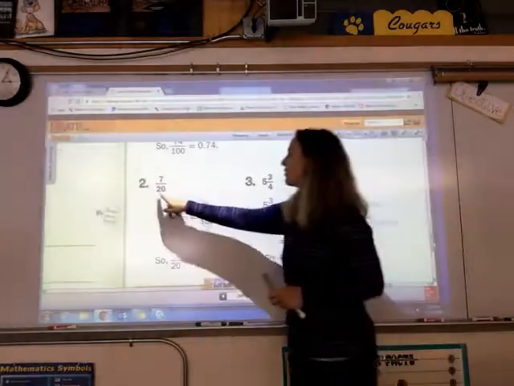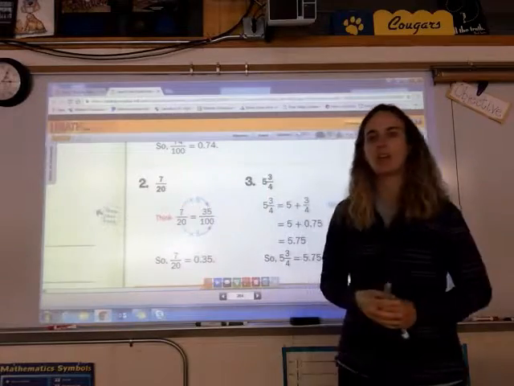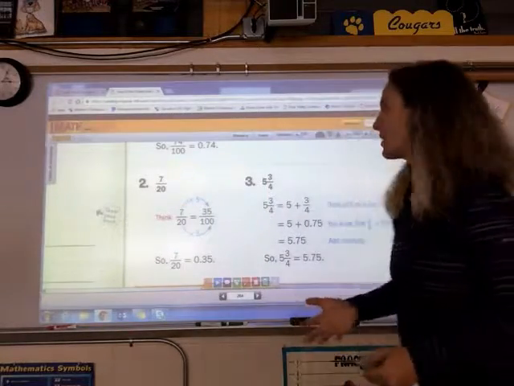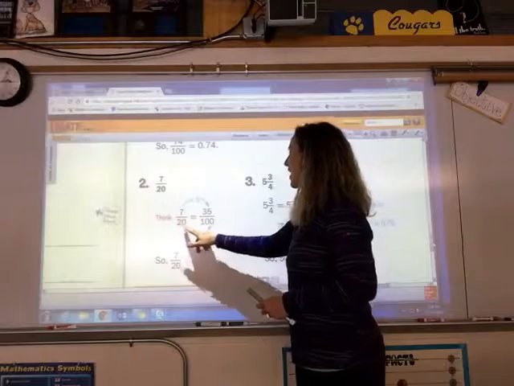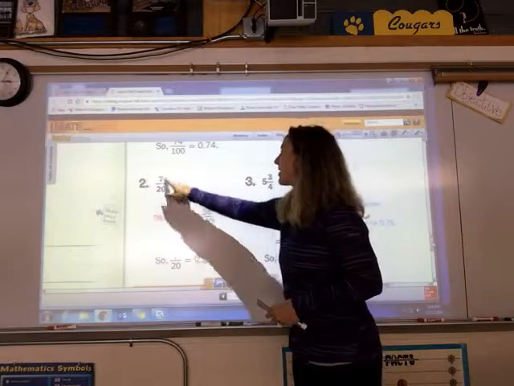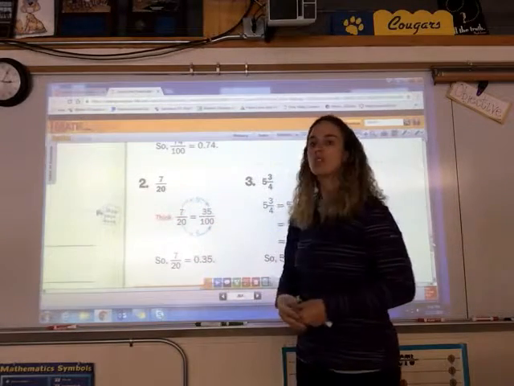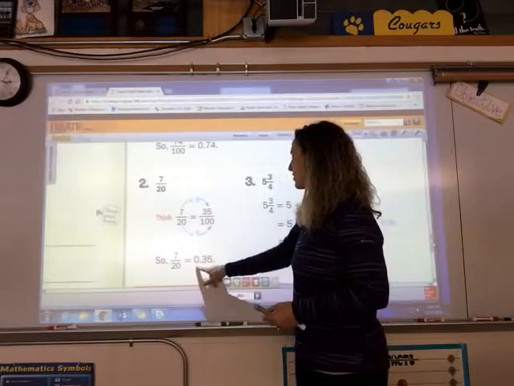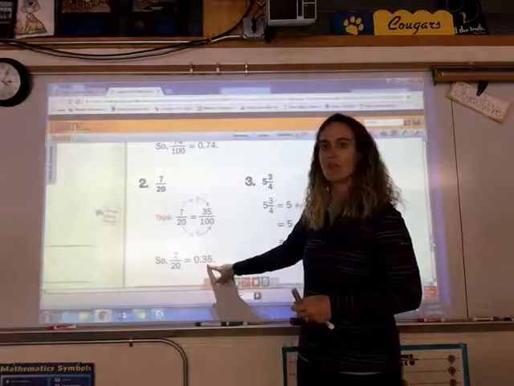Examples 2 and 3. This one we have a denominator of 20. We could think of that in terms of a denominator being 100. So 20 times 5 gives me 100. 7 times 5 is 35. So another way to write that would be 35 hundredths, or decimal point 35.